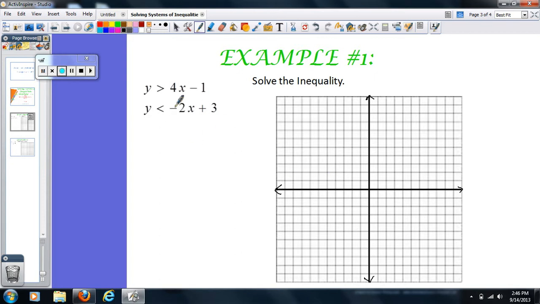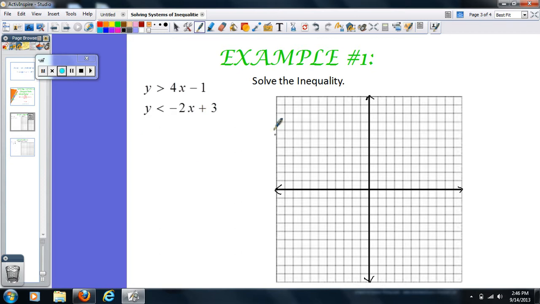These are already in slope-intercept form, so you should know how to graph them. When we graph linear inequalities, you're graphing them just like you would a linear equation. When you actually graph the line, you're going to graph it as if it was y equals 4x minus 1. Now there are a couple of catches to doing this.